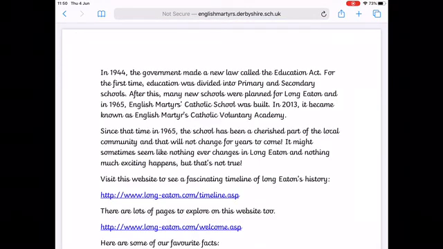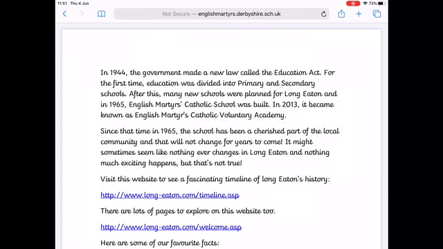And there you go, Mrs. Pettifer has prepared some facts for you here already. So the first date that I can see is 1944. The government made a new law called the Education Act. So the first thing I will write down, whether I use it or not on my timeline, doesn't matter. 1944 Education Act.